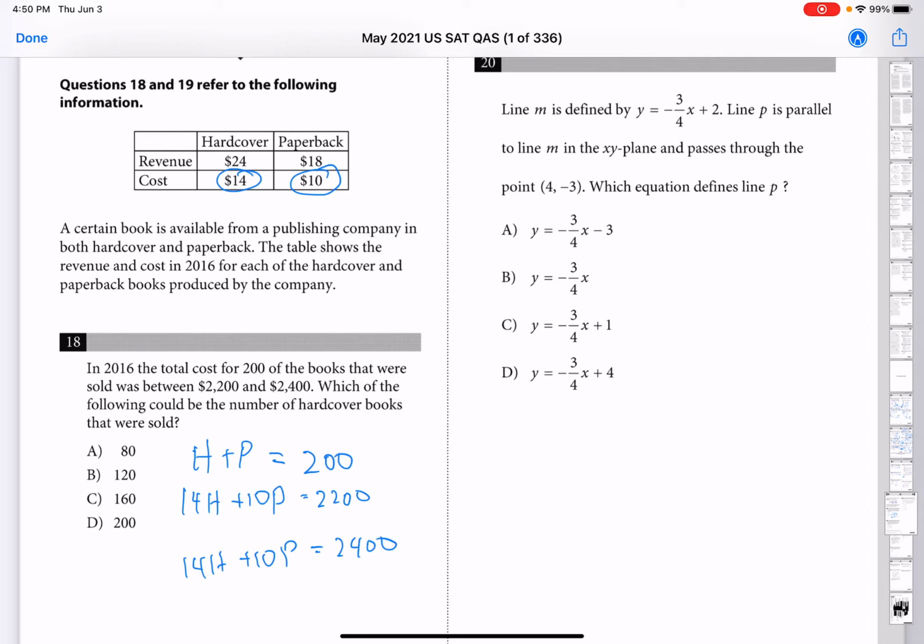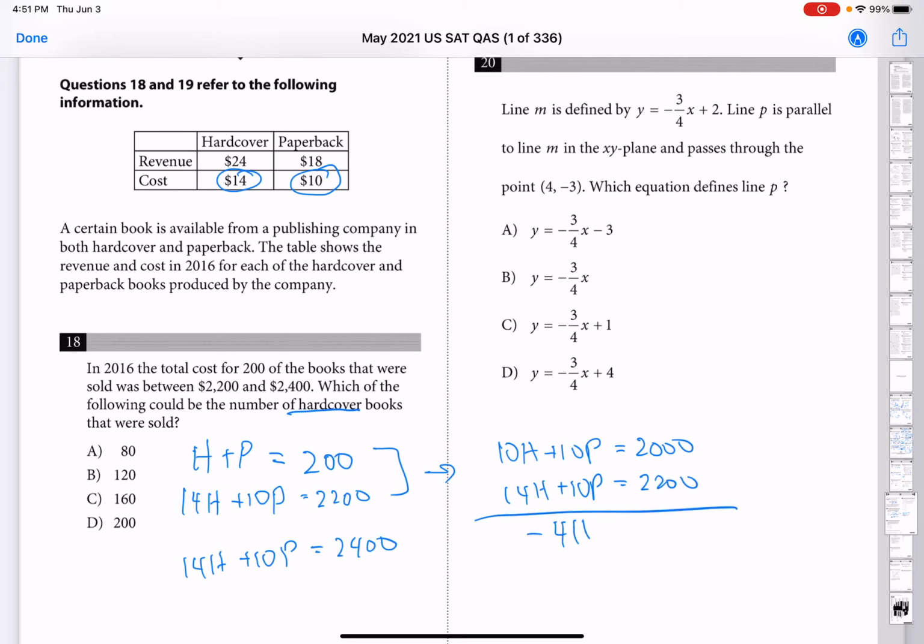Okay, so let me see. What I will do is, they're asking which could be the number of hardcover books, so I'll solve for hardcover books. Let's take this set of equations first. I'll multiply the top equation by 10. So I get 10H plus 10P equal to 2,000. And then we have 14H plus 10P equal to 2,200. If we subtract them from each other, we get negative 4H is equal to negative 200. And then H is equal to 50.